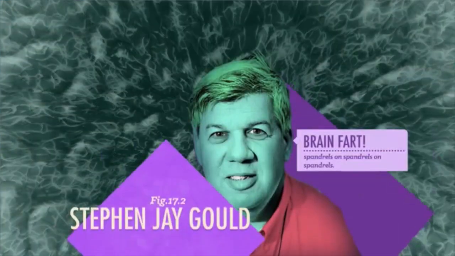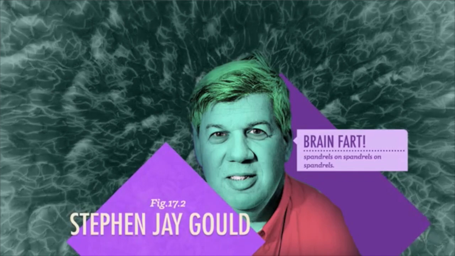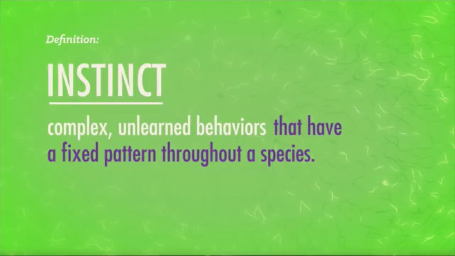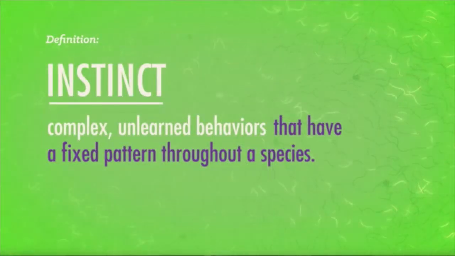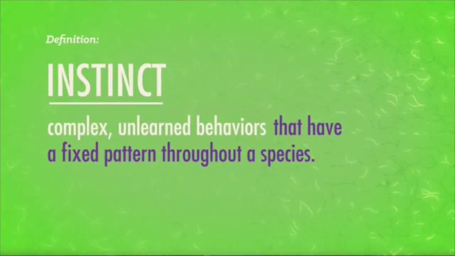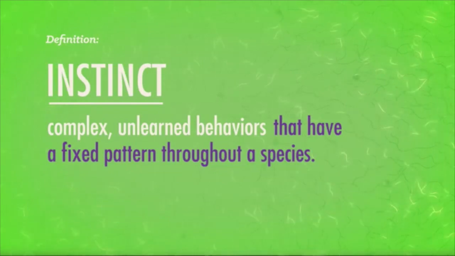Late paleontologist Stephen Jay Gould called these accidents spandrels, or traits that rather than being adaptive, just stuck around as byproducts of other processes. Today, we define instincts as complex, unlearned behaviors that have a fixed pattern throughout a species. For example, dogs instinctively shake their fur when wet, salmon return to the stream in which they hatched, and human babies know how to suck and cuddle just minutes after being born.